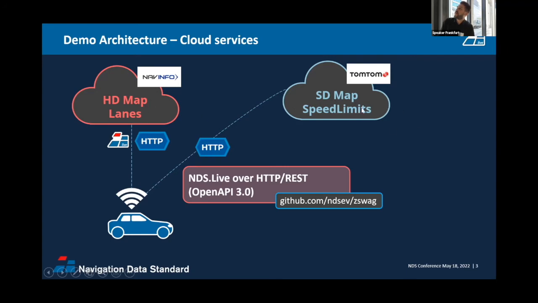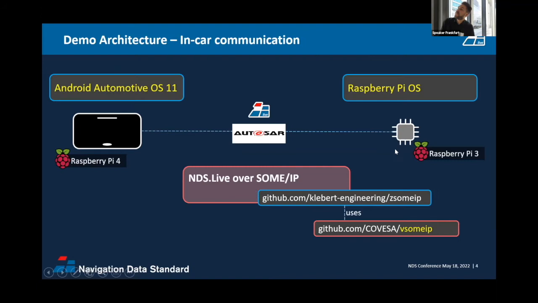We're fetching speed limits, and we also have an in-car communication. We have Android Automotive OS 11 running on a Raspberry Pi 4. We connect this to a Linux Raspberry Pi 3, which is running Raspberry Pi OS. For this communication, we're using NDS.Live over SOME/IP, which is not yet ready enough that we would put it on the NDS EVs space in GitHub. So it's currently a POC first, on our company GitHub.